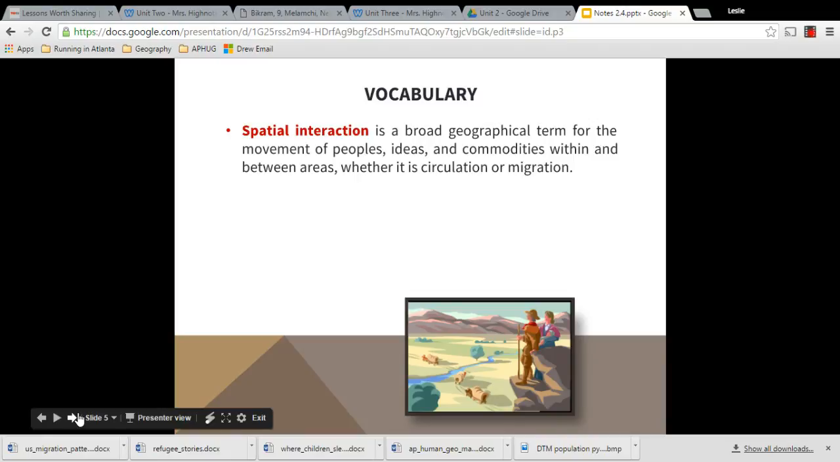Spatial interaction is a broad geographical term for the movement of people, ideas, and commodities within and between areas, whether it is circulation or migration. So it's interaction between spaces.